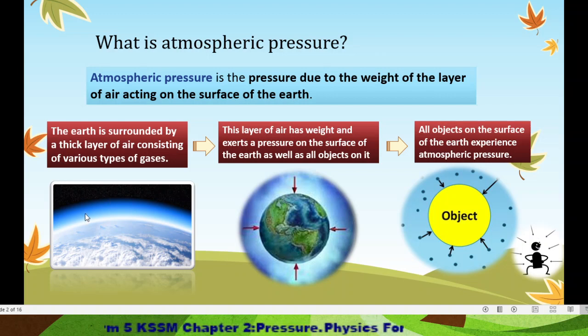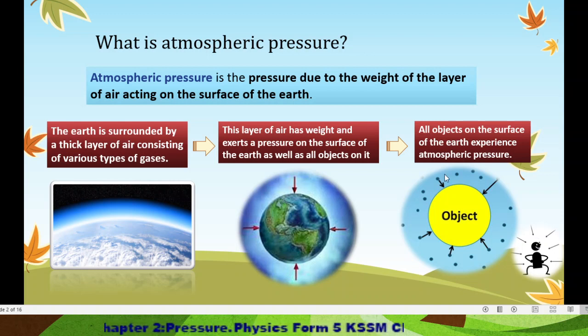The Earth is surrounded by a thick layer of air consisting of various types of gases. This one refers to the atmospheric layer surrounding the Earth. This layer of air has weight and exerts a pressure on the surface of the Earth as well as all objects on it. You can see all the air molecules. Due to its mass, it will exert weight on your object or on the surface of the Earth.